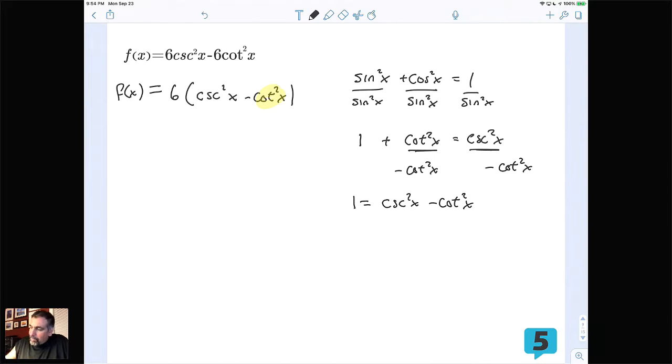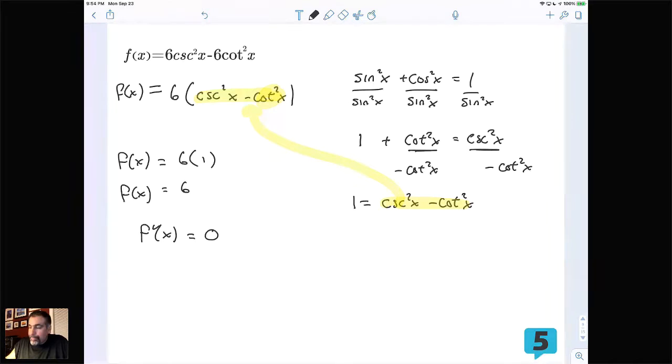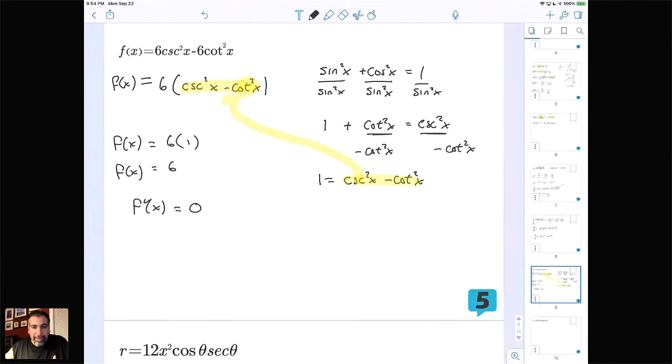And that little piece of information is going to be huge in this problem, because I can now go and replace it here and rewrite my problem as f of x is really equal to 6 times 1. And therefore, f of x is a constant, which means f prime of x is just going to have the answer of 0. So trig identities are a big part of simplifying your life when you're taking derivatives.